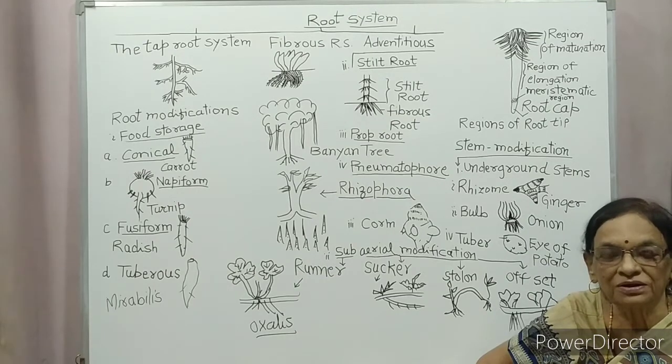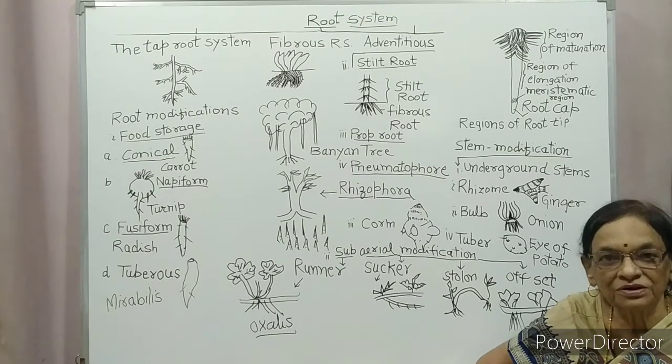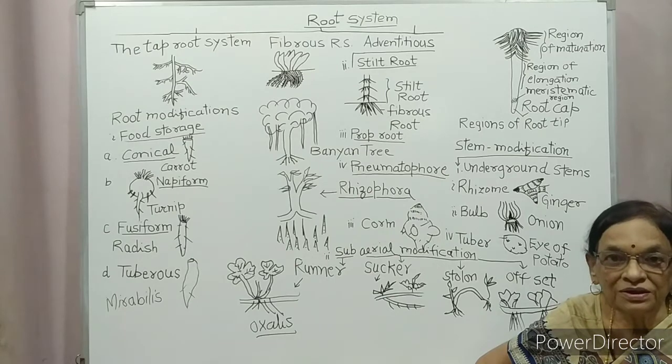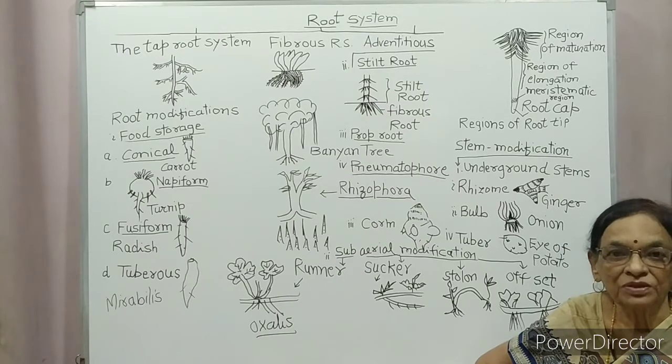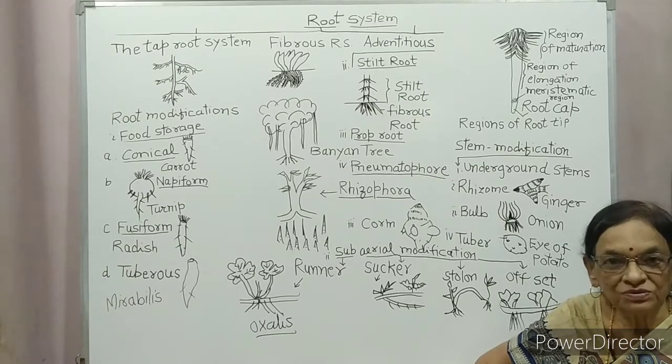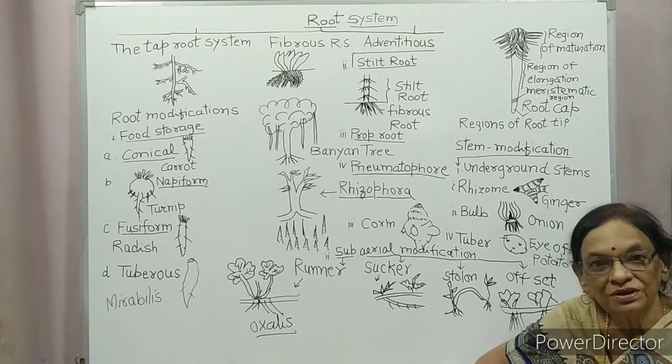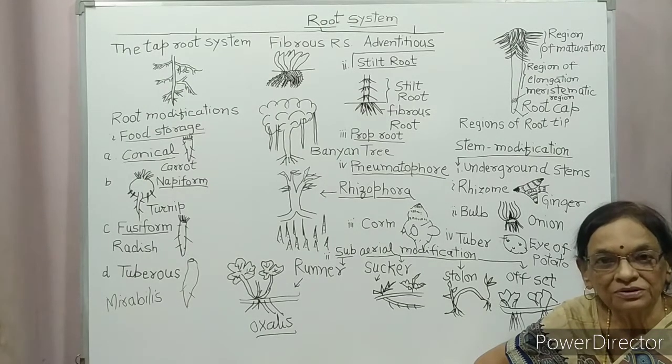Shoot system bears leaves, flowers, branches, sub-branches, fruit, etc. And root system forms underground branches. So, any aerial plant has these two systems, root system and shoot system. Now we begin with the root. What is root? It is the underground part of the plant.